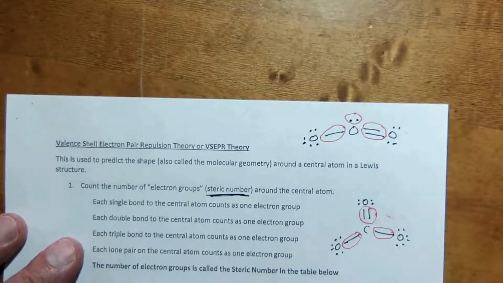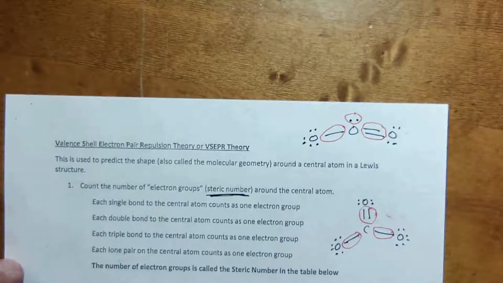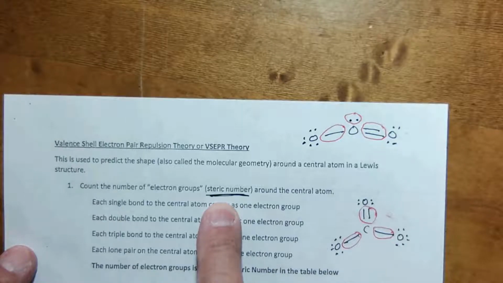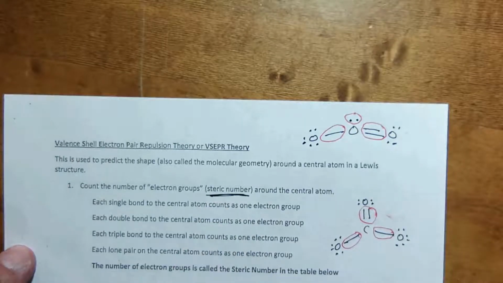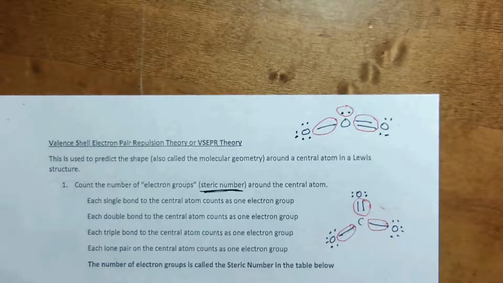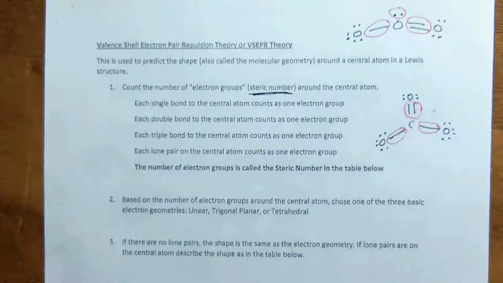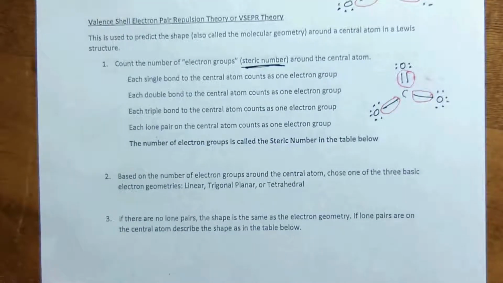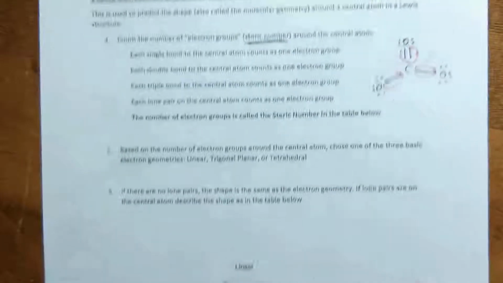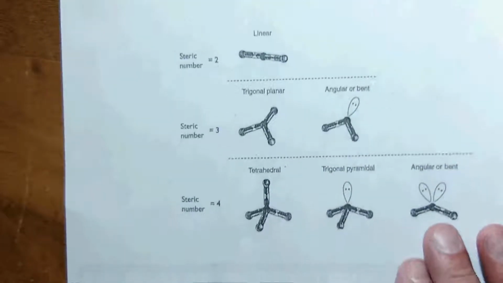So when you're using VSEPR theory, the first thing you want to do is come up with that steric number. And again, everything counts as 1 thing. Now, based on the number of electron groups around that central atom, you choose one of 3 basic geometries: linear, trigonal planar, or tetrahedral. And to help visualize this, we have a little graphic down below.